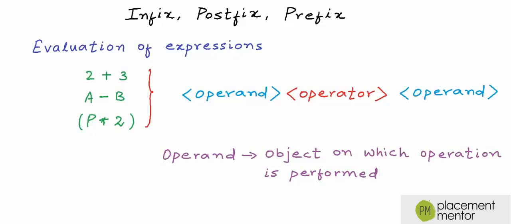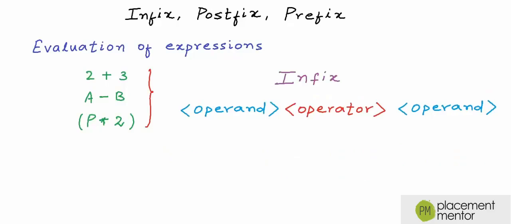This is the most common way of writing an expression, but this is not the only way. This way of writing an expression in which we write an operator in between operands is called infix notation. Operand doesn't always have to be a constant or variable. Operand can be an expression itself. In this fourth expression that I have written here, one of the operands of multiplication operator is an expression itself. Another operand is a constant.